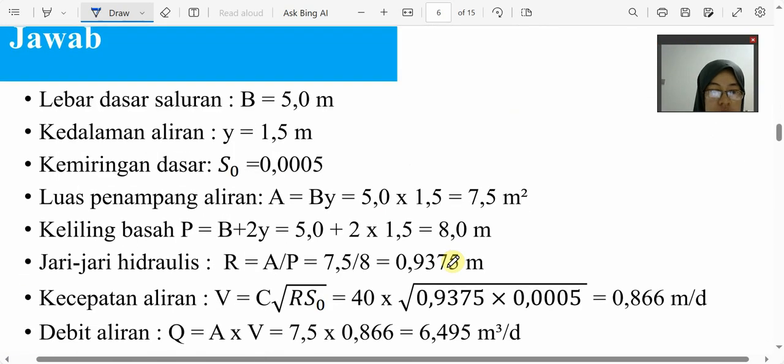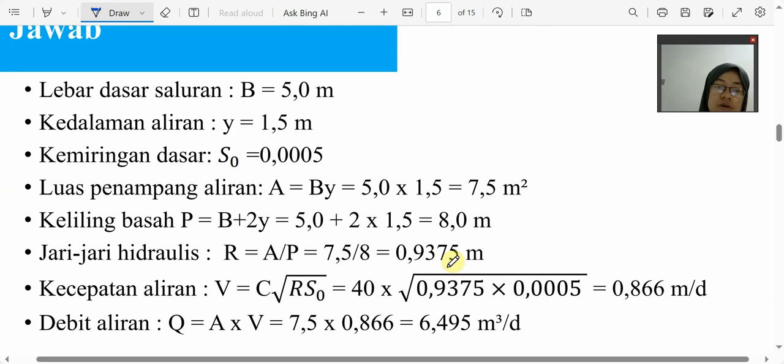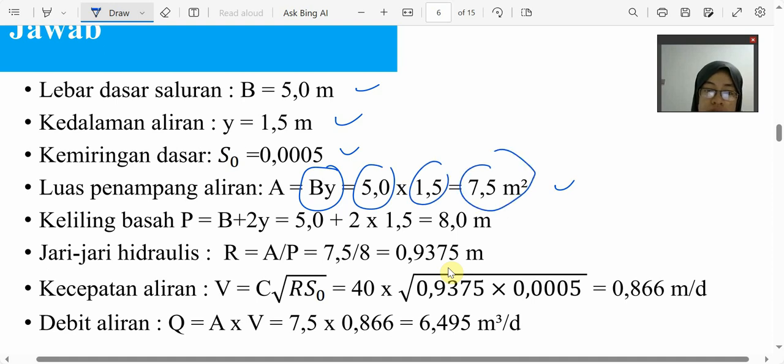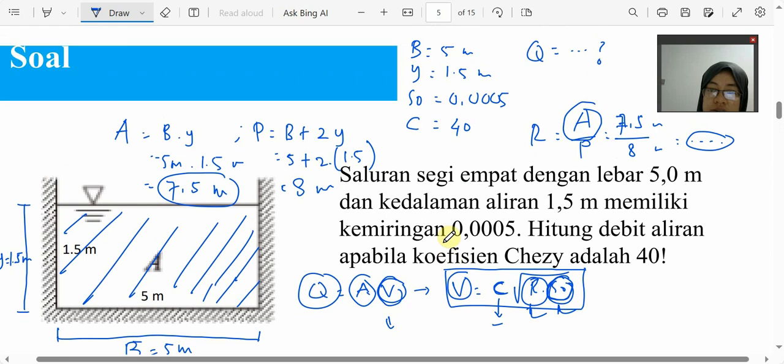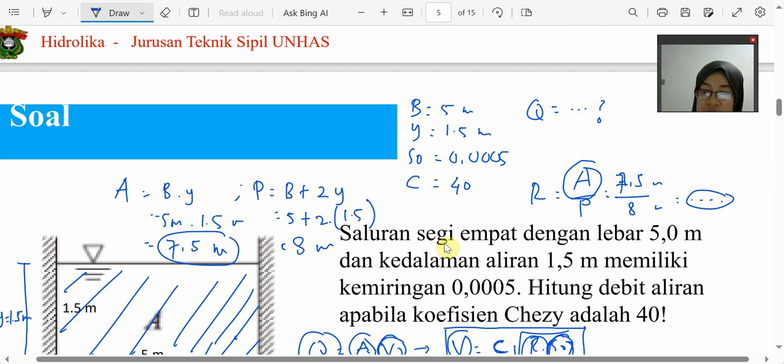Okay, so let's move on. This is the answer to the problem. B is 5.0 meters, and flow depth is 1.5 meters. This is the cross-sectional area, B times Y, which is 7.5. Sorry, I forgot this is meters squared. Okay, sorry.